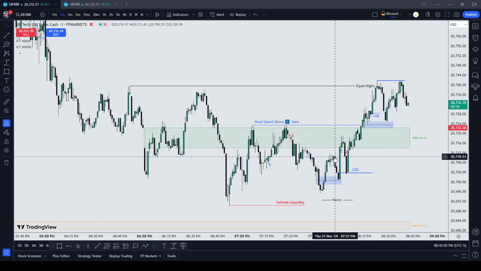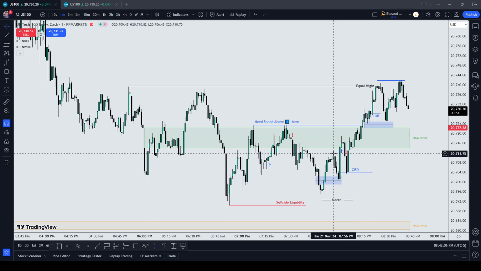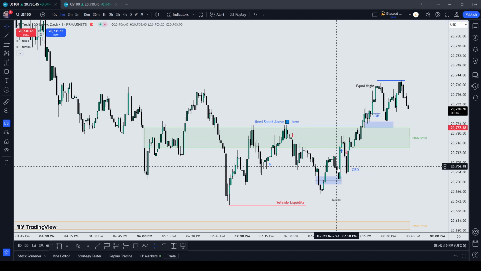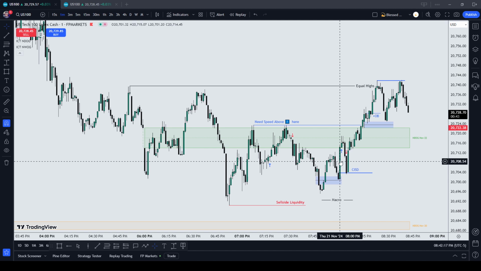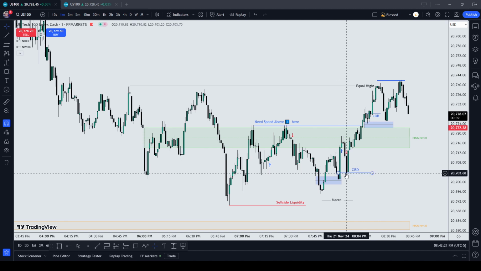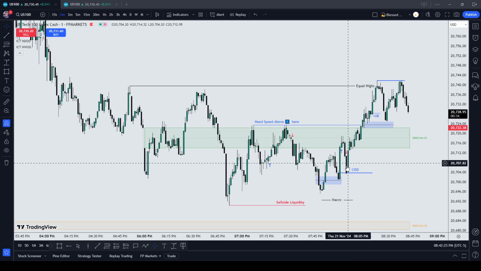This could have acted as support, but since from this wick to this opening price did not act as support, or the mean threshold, price gets below the mean threshold and starts to dump, this last down close candle acted as the change in state of delivery to spool price to the upside.